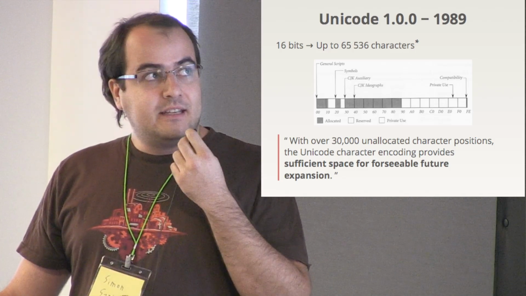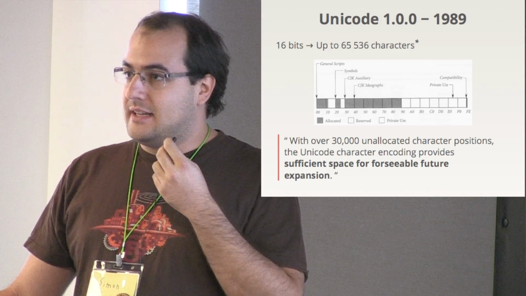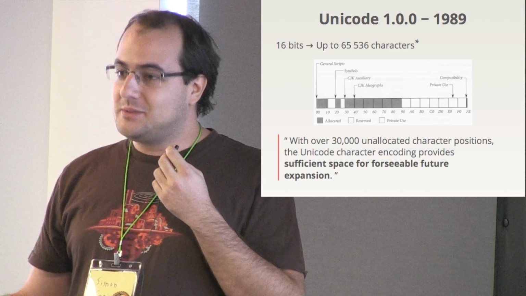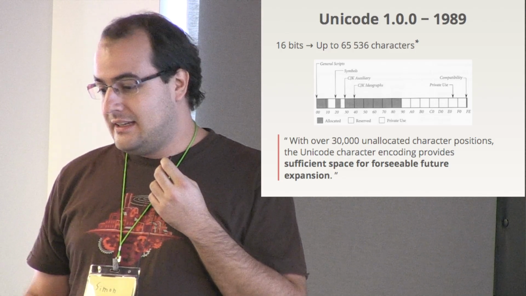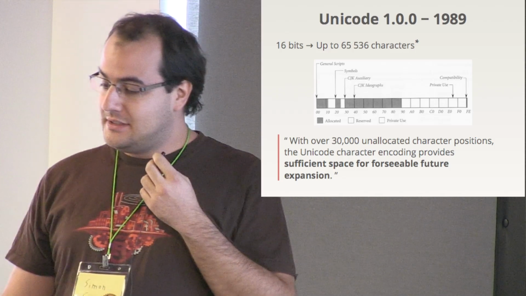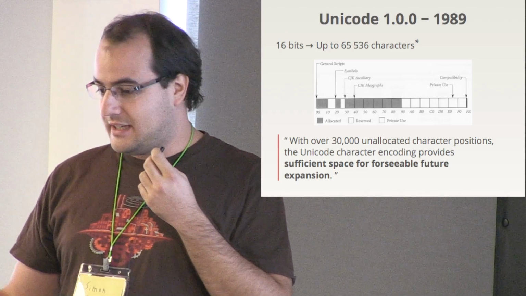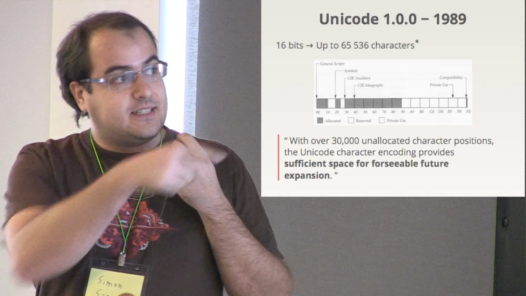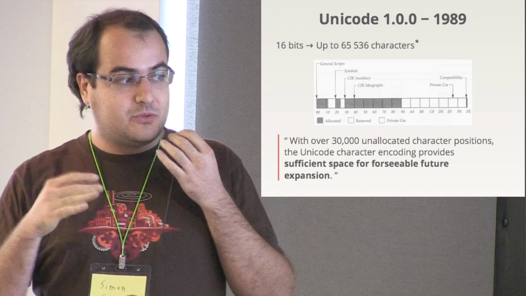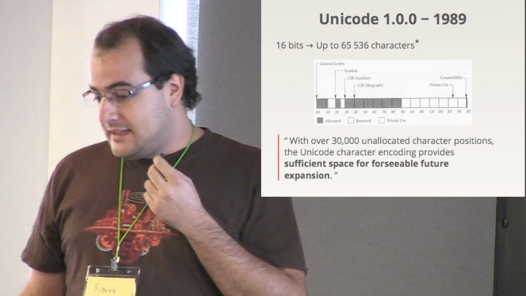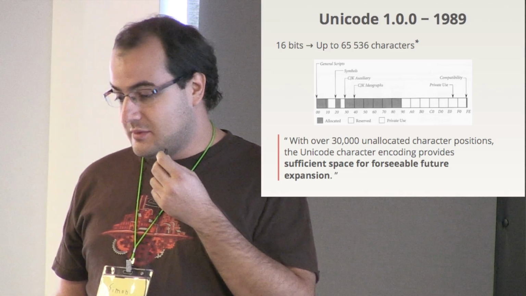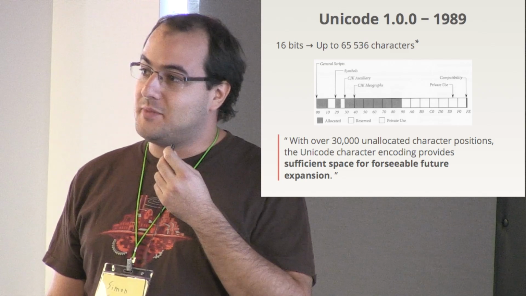And even at the time, there was some concern that 16 bits would not be enough. But the Unicode community really wanted to keep it simple and have 16 bits. Even on page 2 of the first introduction chapter of the book, because it was a book at the time, they had this diagram that says, here's how much of the space we have allocated to characters and how much we have left. And they say they have sufficient space for foreseeable future expansion. Guess what happened?